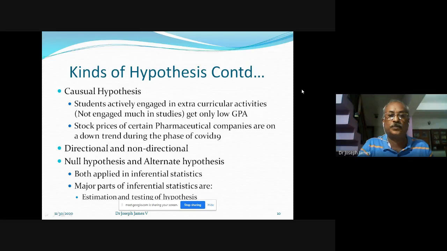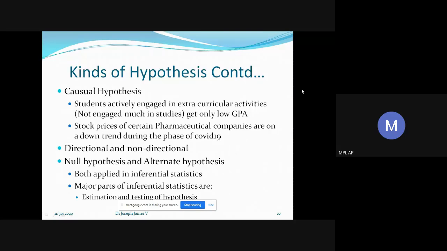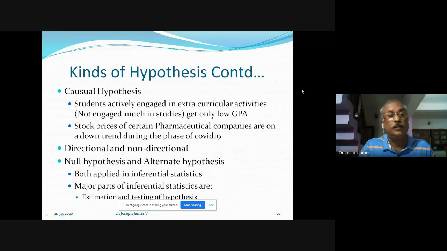Causal hypothesis, directional and non-directional. What about it? We might have heard of one-tail test and two-tail test. Two-tail test is applied in the case of non-directional hypothesis and one-tail test is applied in the case of directional hypothesis.